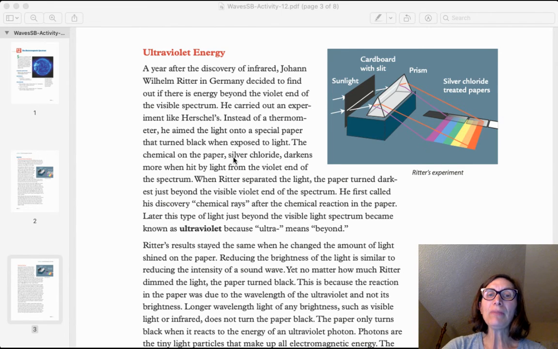The chemical on the paper, silver chloride, darkens more when hit by light from the violet end of the spectrum. When Ritter separated the light, the paper turned darkest just beyond the visible violet end of the spectrum. He first called his discovery chemical rays after the chemical reaction in paper. Later, this type of light, just beyond the visible light spectrum, became known as ultraviolet because ultra means beyond.